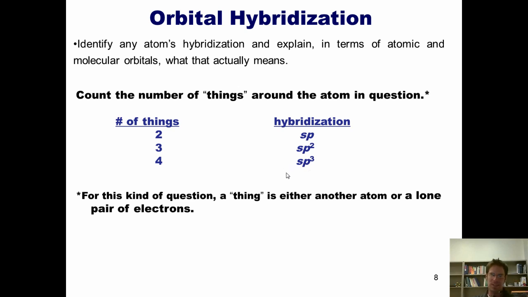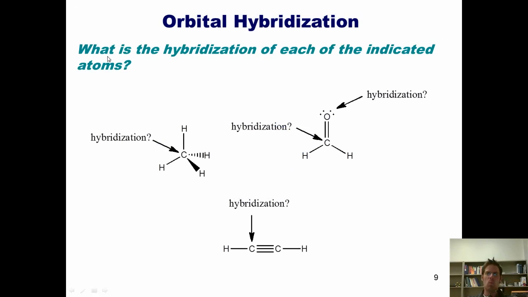Let's see if we can look at some examples. What is the hybridization of each of the indicated atoms? Let's start at this one. See this carbon? We're going to count how many things are around it. By things, I mean atoms or lone pairs. This carbon has a hydrogen, a hydrogen, a hydrogen, a hydrogen. I count to 4. There's 4 hydrogens. So what's its hybridization? It's sp3.